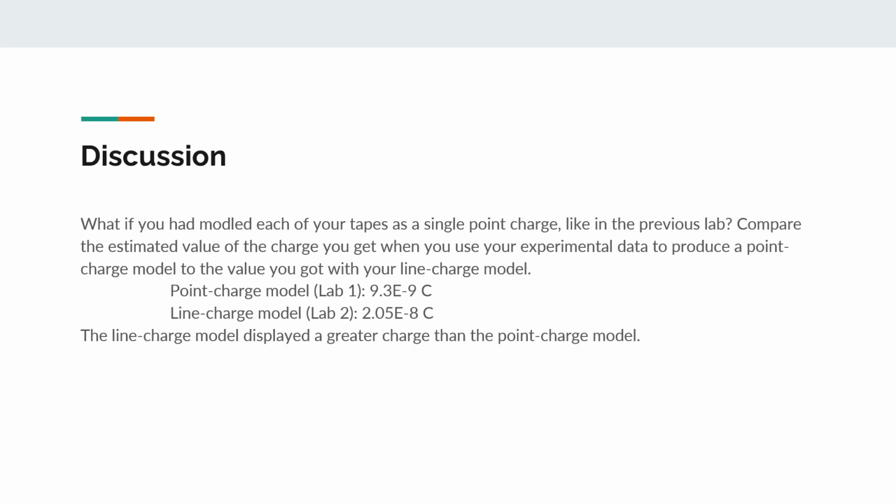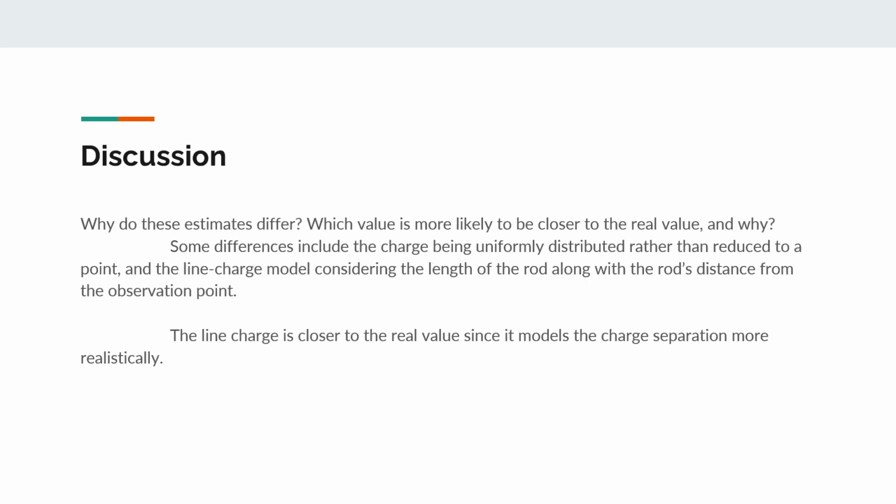Comparing the estimated value of the charge obtained when using our experimental data to produce a point charge model compared to our line charge model, we can see that the line charge model displayed a greater charge than the point charge model. Some differences include the charge being uniformly distributed rather than reduced to a point, and the line charge model considering the length of the rod along with the rod's distance from the observation point.